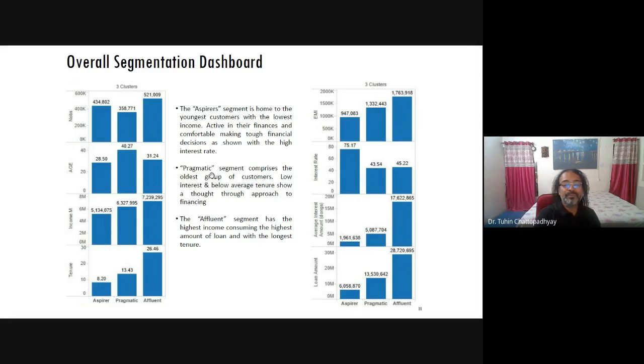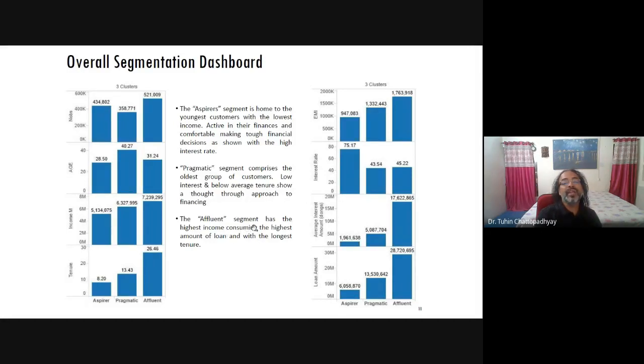Whereas the next segment, the Pragmatic segment, comprises the oldest group of customers. You look at the age, the oldest, 40.27. Low interest rate and below average tenure. So the low interest rate, you can see, 43.5, among the three this is the lowest. And below average tenure. Let's look at tenure. The Pragmatic segment is below average. They show a thought-through approach to financing.